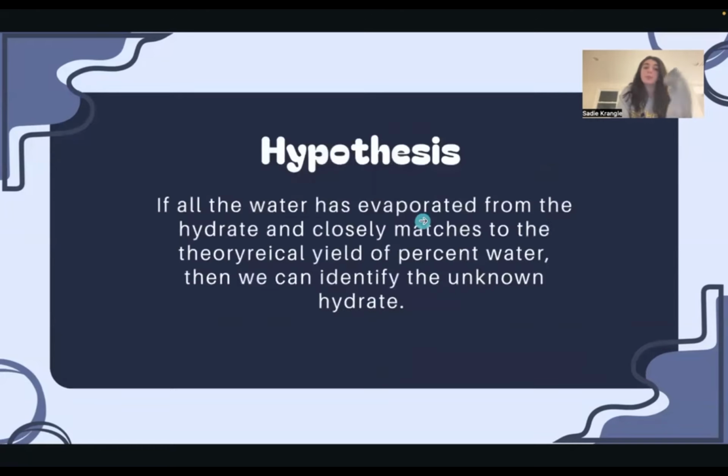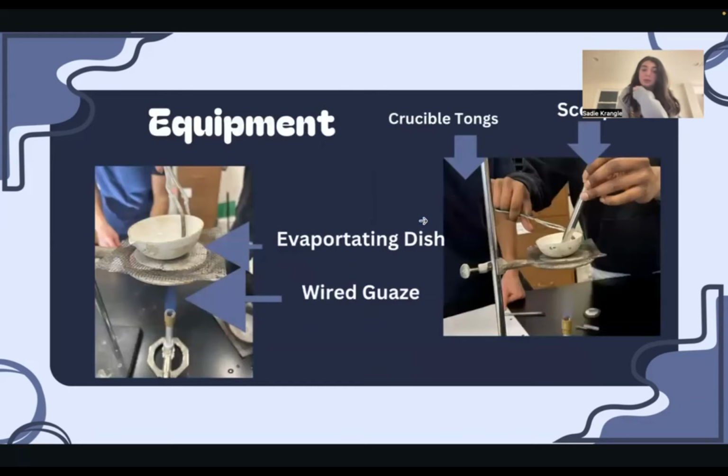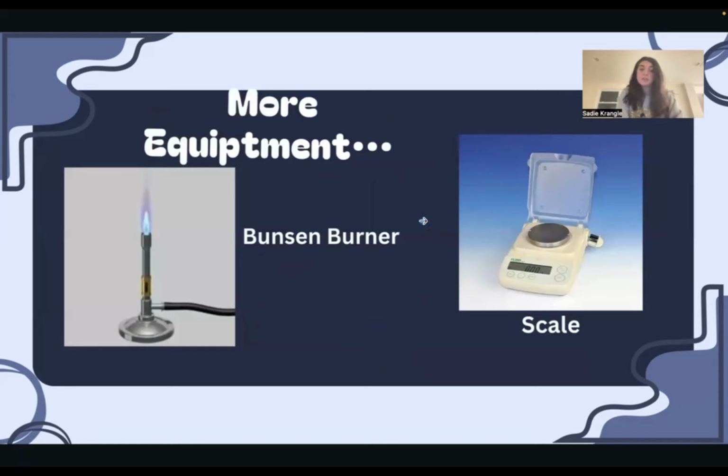Our hypothesis before we started the experiment was if all the water is evaporated from the hydrate and closest matches the theoretical yield, then we can identify the unknown hydrate. The equipment that was used was familiar from previous experiments. These include the evaporating dish that we used to heat up the hydrate, the wired gauze, the crucible tongs to hold the evaporating dish when it was hot, the spatula, and the Bunsen burner and scale to measure the precise mass of the hydrate and the anhydrate.